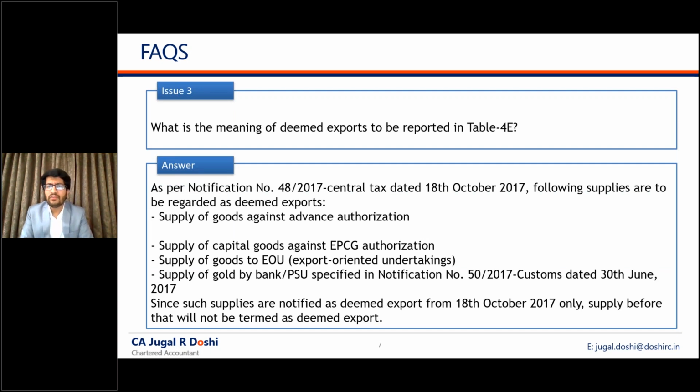So we saw that table 4E says disclose deemed exports. What are the deemed export transactions in GST law? Notification 48/2017 prescribes 4 specific transactions: supply of goods against authorization, supply of capital goods against EPCG authorization, supply of goods to EOU, and supply of gold by bank. These are the 4 main transactions which are considered as deemed exports, and only if these 4 transactions are there, then only table 4E should be filled.